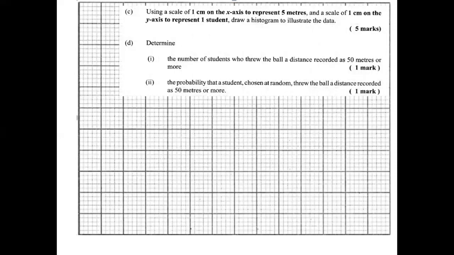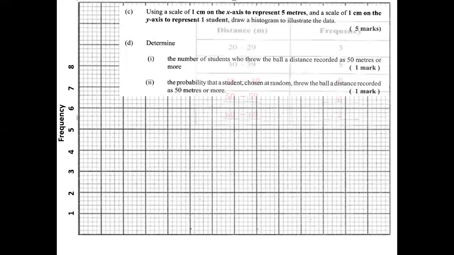All right, now continuing with the same question here, using a scale of 1 centimeter on the x-axis to represent 5 meters and a scale of 1 centimeter on the y-axis to represent 1 student. Draw a histogram this time to illustrate the data. 5 marks for this histogram. So first, on our vertical axis, 1 centimeter represents 1 student. But on the x-axis now, they want us to use 1 centimeter to represent 5 meters.